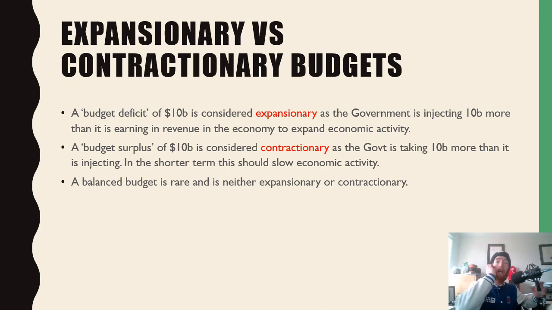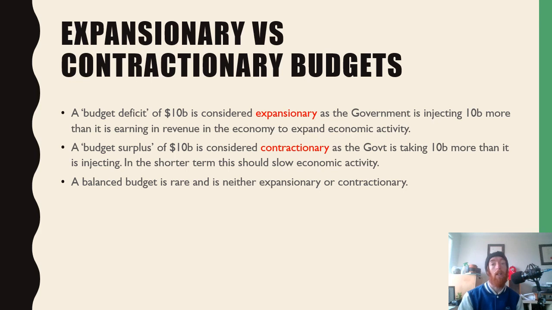So sometimes it comes up a little bit. It's important to look at the difference between an expansionary and contractionary budget. So any budget deficit, so a budget deficit of $10 billion is considered to be expansionary because the government is injecting $10 billion more than it is earning in revenue into the economy to expand economic activity. So any budget deficit is considered to be expansionary because they are increasing the amount of money being injected into the economy to increase economic activity.